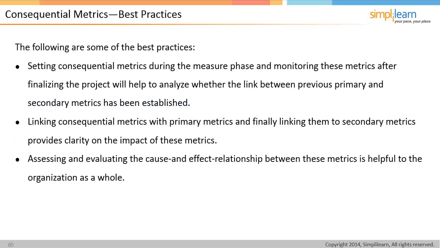Some best practices to follow. Setting consequential metrics during the measure phase and monitoring these metrics after finalizing the project will help analyze whether the link between previous primary and secondary metrics has been established. Linking consequential metrics with primary metrics, and finally linking them to secondary metrics, provides clarity on the impact of these metrics. Assessing and evaluating the cause and effect relationship between these metrics is helpful to the organization as a whole.